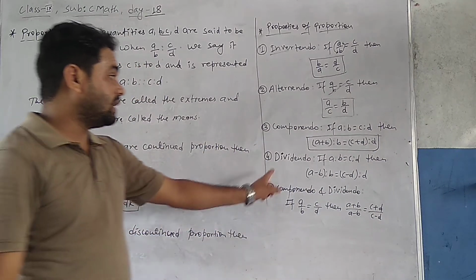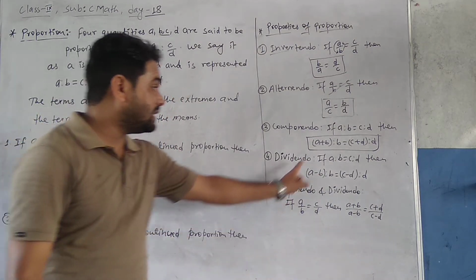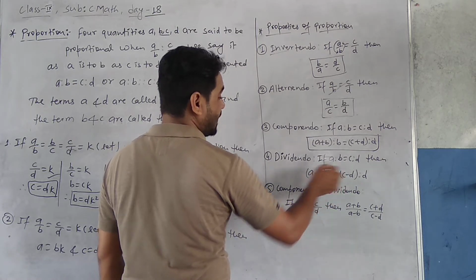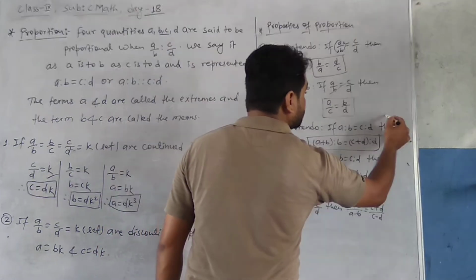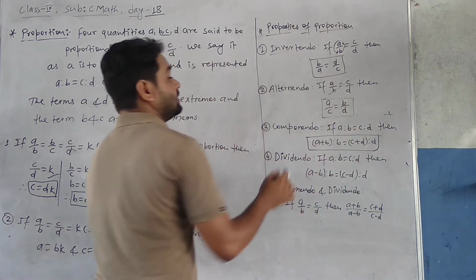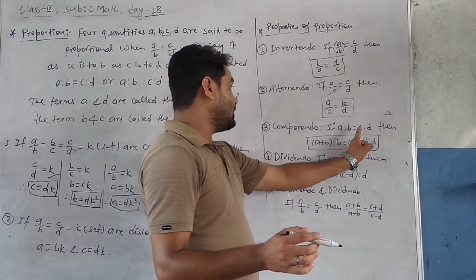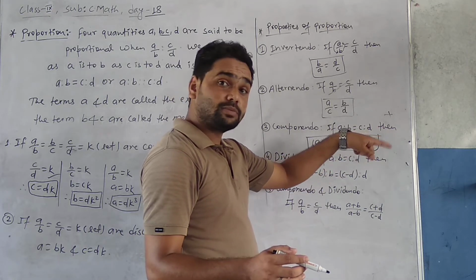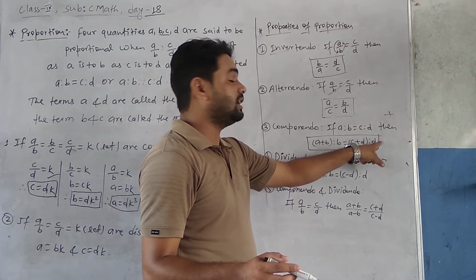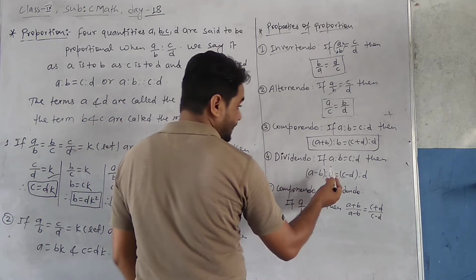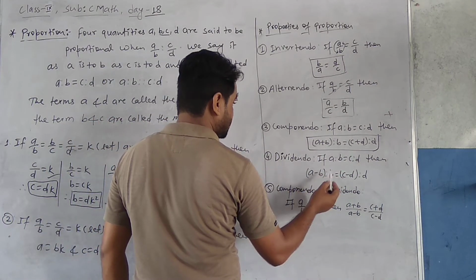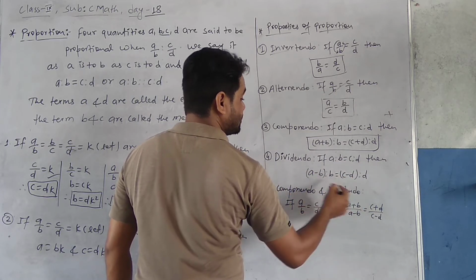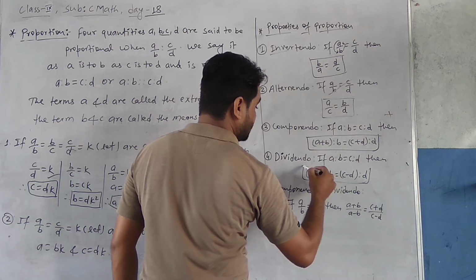And now similarly dividendo. In dividendo we are going to divide, that means minus type, no? In componendo we are going to plus the first two and the ratio of the second, then the ratio of the third and fourth plus with the fourth one. Similarly, here A is to B equals C is to D. A minus B is to B, C minus D is to D. This is dividendo, no?